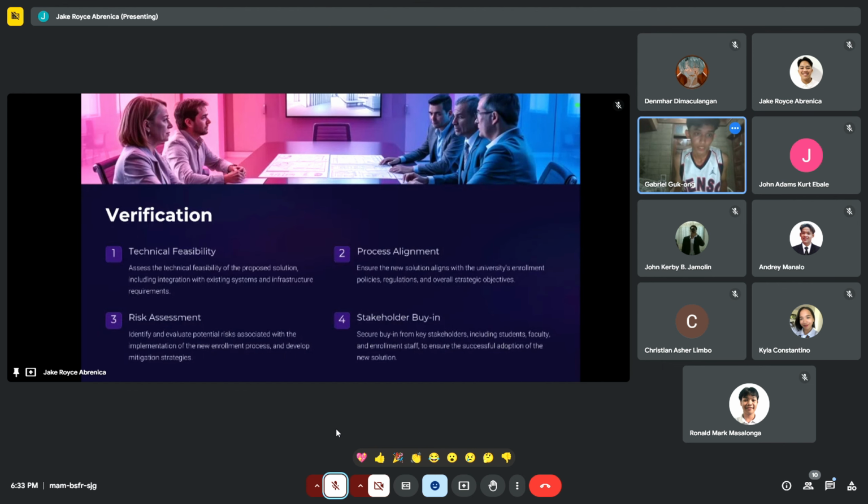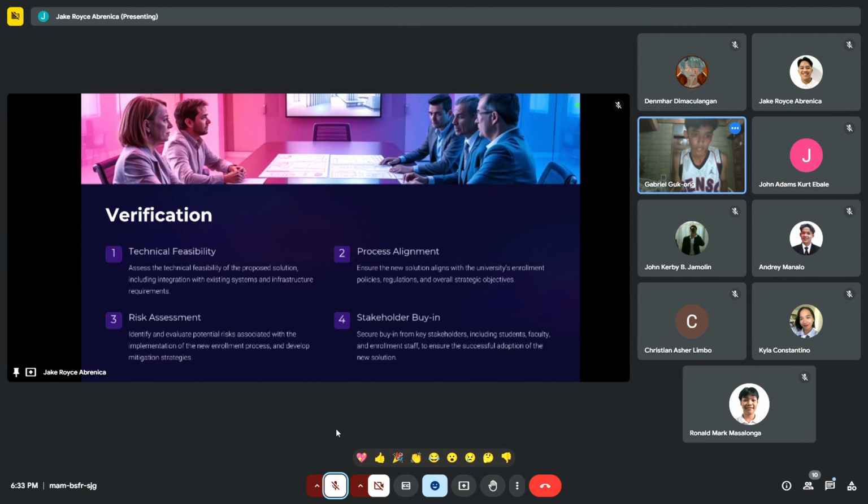Technical feasibility will start by assessing whether the proposed solution integrates effectively with existing system and meets all infrastructure requirements. Risk assessment. Next, we'll identify potential risks and challenges associated with the implementation. Mitigation strategies will be developed to ensure a smooth rollout.